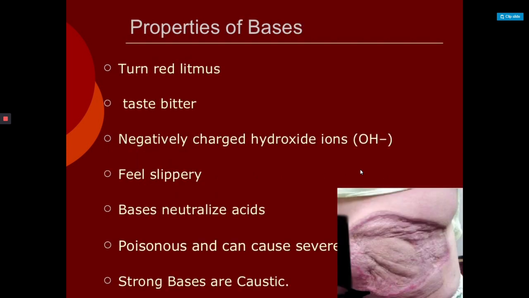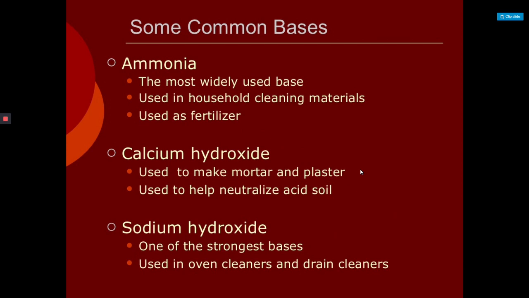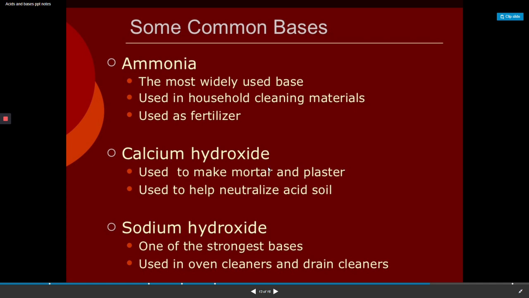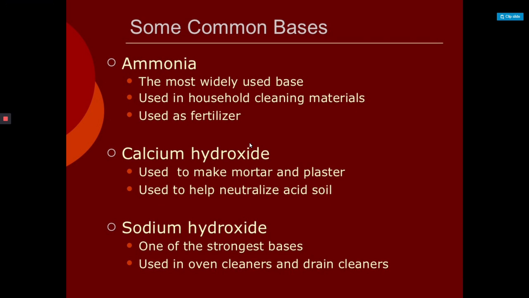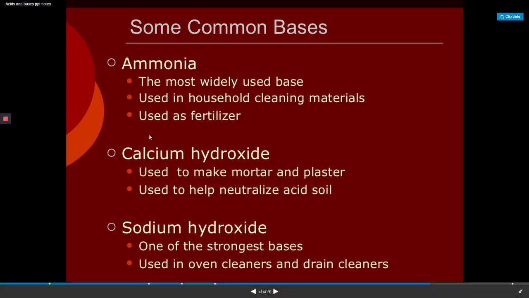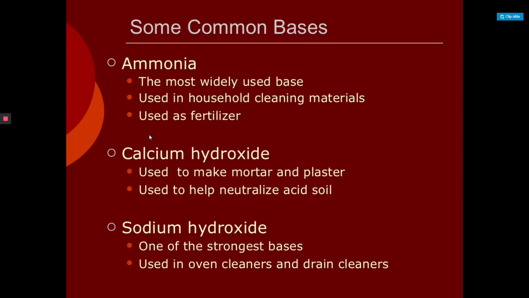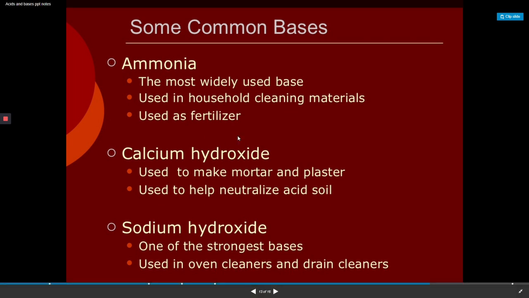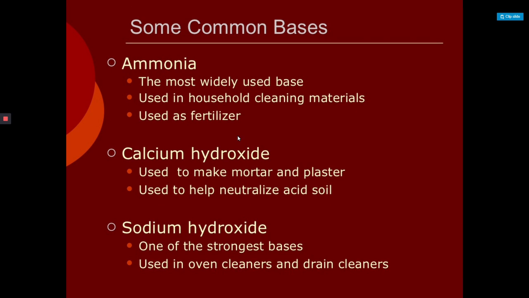The properties of bases have been discussed earlier, you can see them on the screen. Here is a picture that shows when strong bases cause some harm to our body. Some common bases are ammonia, calcium hydroxide, and sodium hydroxide. Here you can see their properties. Ammonia is the most widely used base in household cleaning materials and is used as fertilizer. Calcium hydroxide is used to make mortar and plaster, and to help neutralize acid soil. Sodium hydroxide, one of the strongest bases, is used in oven cleaners and drain cleaners.